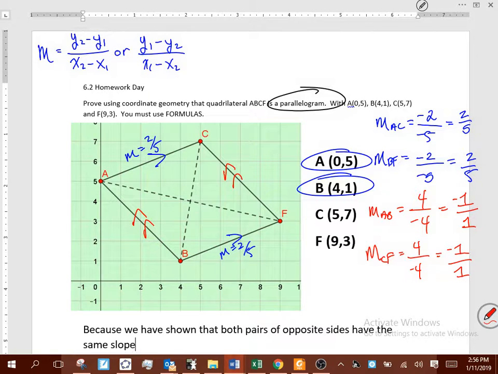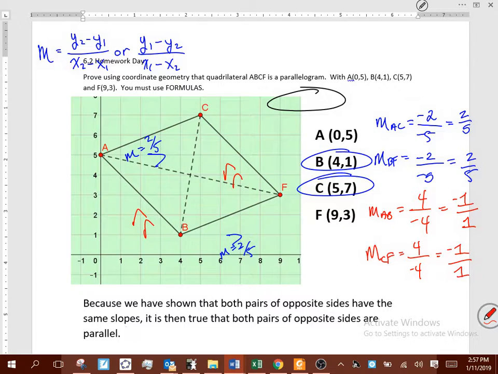the same slopes, it is then true that both pairs of opposite sides are parallel. Same slopes, they are parallel. And this meets the condition set forth in the definition of a parallelogram.